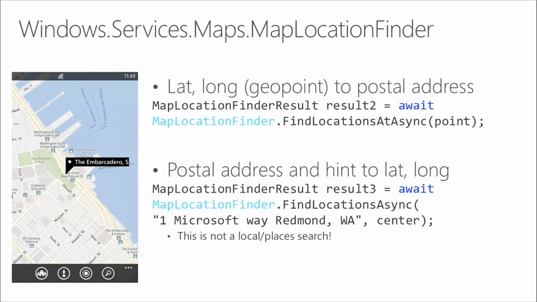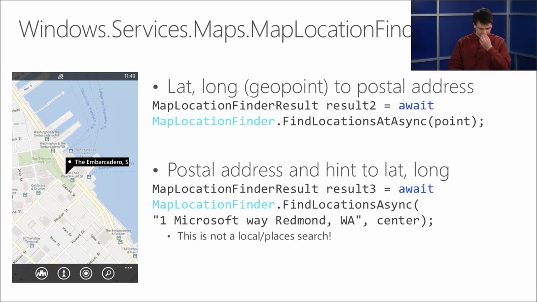We can also do these queries to find a postal address for a geolocation or geopoint that we already have, or we can try to get a latitude-longitude hint for a postal address that we supply. This is not a local places search. If you're going to be doing a serious search, you should be using your own service, or maybe doing a query to Bing Map services. This is just a hint to try to give somebody a single location.